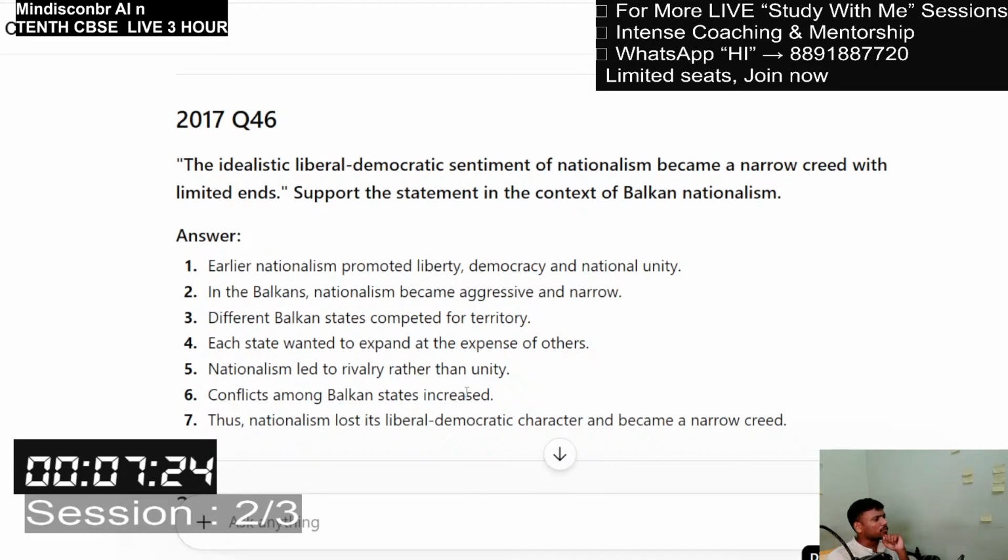Earlier nationalism promoted liberty, democracy, and national unity. In the Balkans, nationalism became aggressive and narrow. Different Balkan states competed for territory. Each state wanted to expand at the expense of others. Nationalism led to rivalry rather than unity. Conflicts among Balkan states increased, thus nationalism lost its liberal democratic character and became a narrow creed.